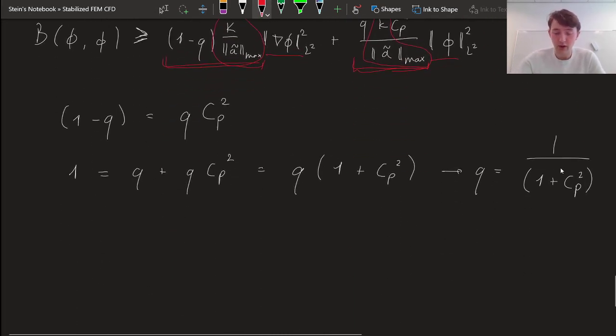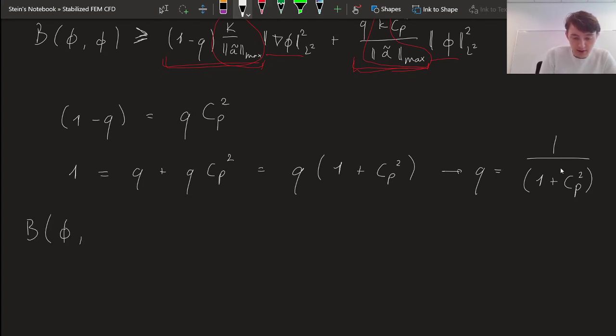So this is a q that I can always use, and then I end up with b(phi, phi) is going to be larger than or equal to kappa times the norm of a, and then the maximum one.